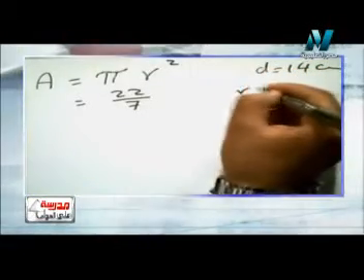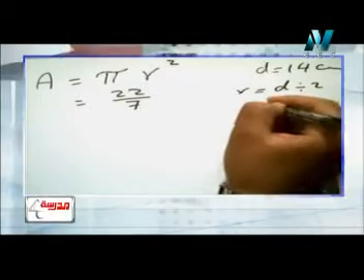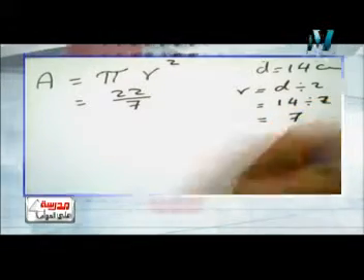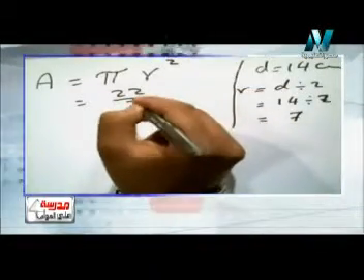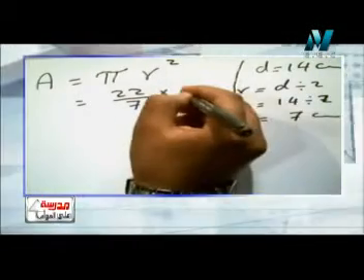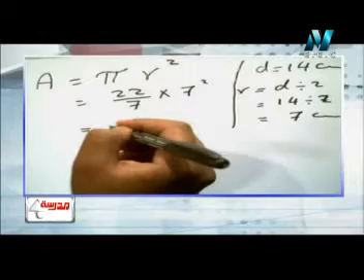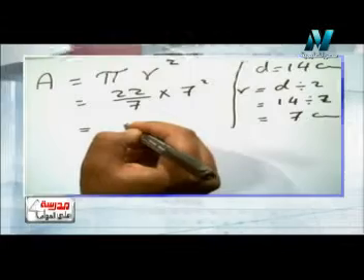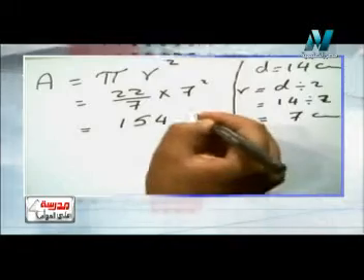To find the radius, it equals diameter divided by 2, equals 14 divided by 2, equals 7. This is draft. So pi r to the power 2 equals 22 over 7 times the radius, which is 7 centimeters. So r power 2 is 7 power 2. Using the calculator, 22 over 7 times 7 to the power 2 equals 154. 154 what? Centimeter square.